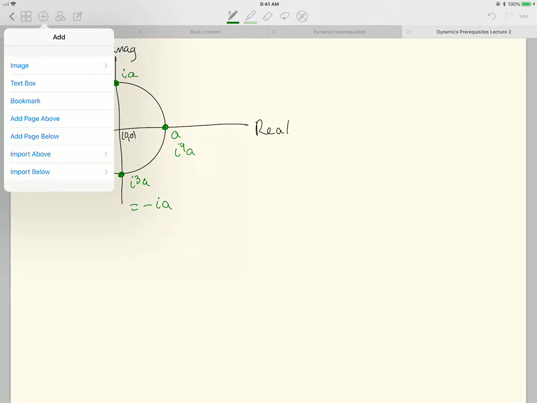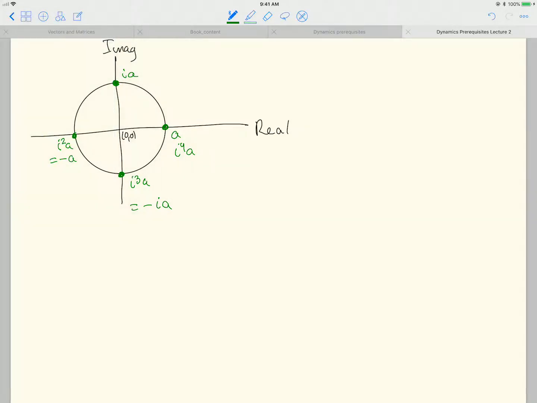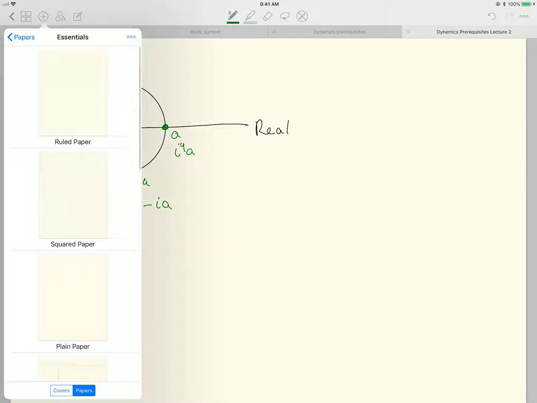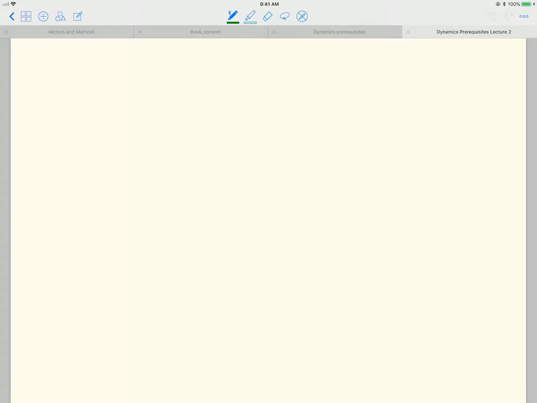So I've given you an intuition of why imaginary numbers relate to rotations. But I said they come up in dynamics and in matrices when we think about rotations. So let's do that more directly. Let's look at a matrix that is a rotation matrix. So in fact, we're going to look at this matrix: 0, 1, minus 1, 0.